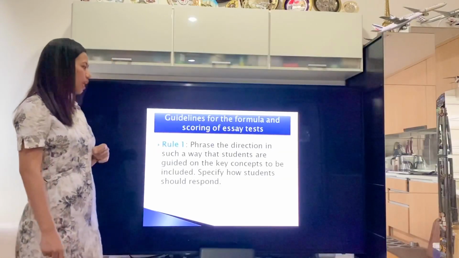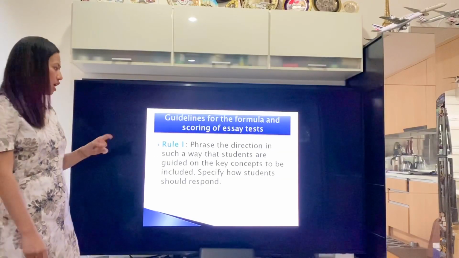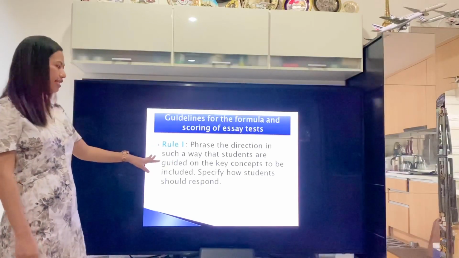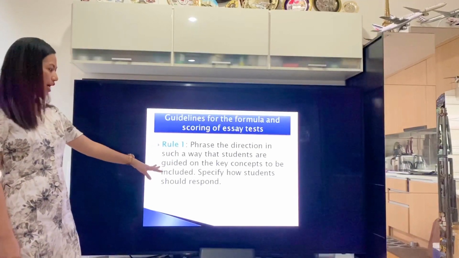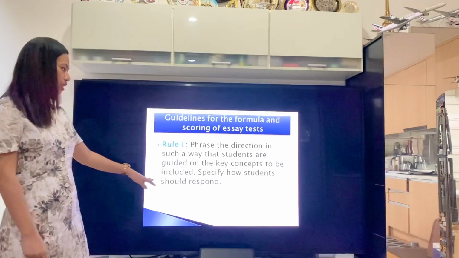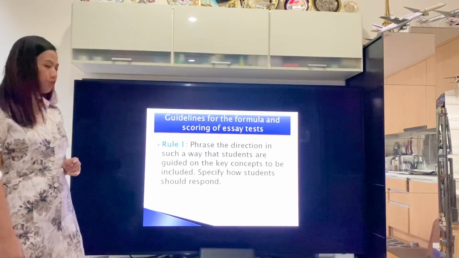Guidelines for the formulation and scoring of essay tests. The first rule, Rule 1: Phrase the direction in such a way that students are guided on the key concepts to be included. Specify how students should respond.